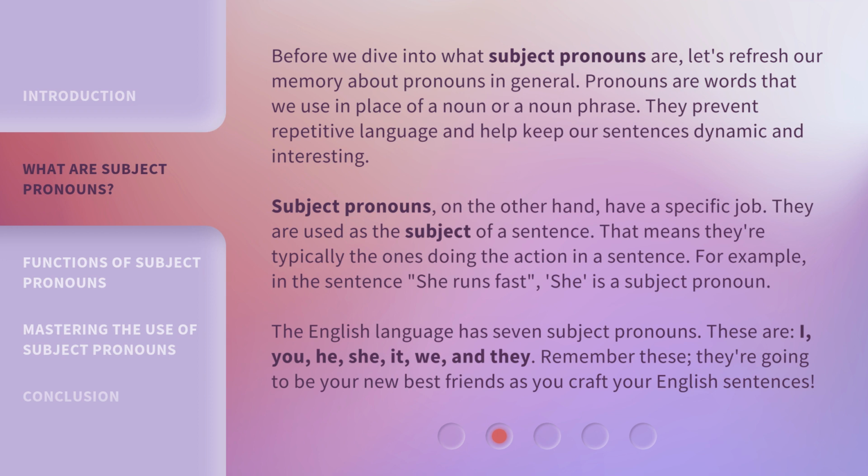The English language has 7 subject pronouns. These are I, you, he, she, it, we, and they. Remember these. They're going to be your new best friends as you craft your English sentences.